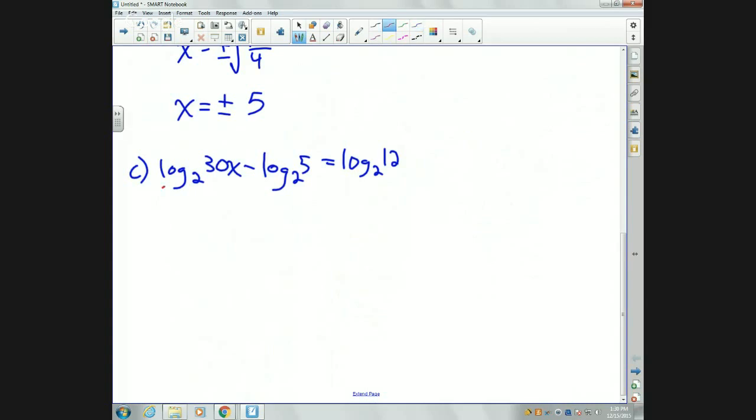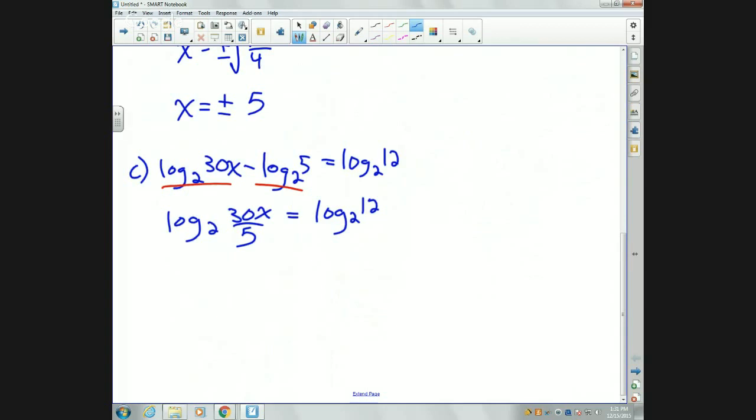Yeah, so the bases are the same here. Remember that the quotient rule that we talked about the other day said this can just be simplified to the log of 30x divided by 5, and that has to equal the log of 12 base 2. So then you can just go 30 divided by 5.